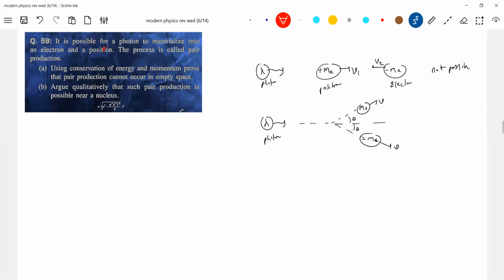So apply conservation of linear momentum. This will be h by lambda along the x-axis, which should be equal to 2m_e V cos theta. This is equation 1. Along the y-axis, momentum must be conserved, plus minus, I wrote it. m_e is the mass of the electron or positron. Then energy conservation: the energy of this will be hc by lambda, which should be equal to 2 times m_e V square by 2.